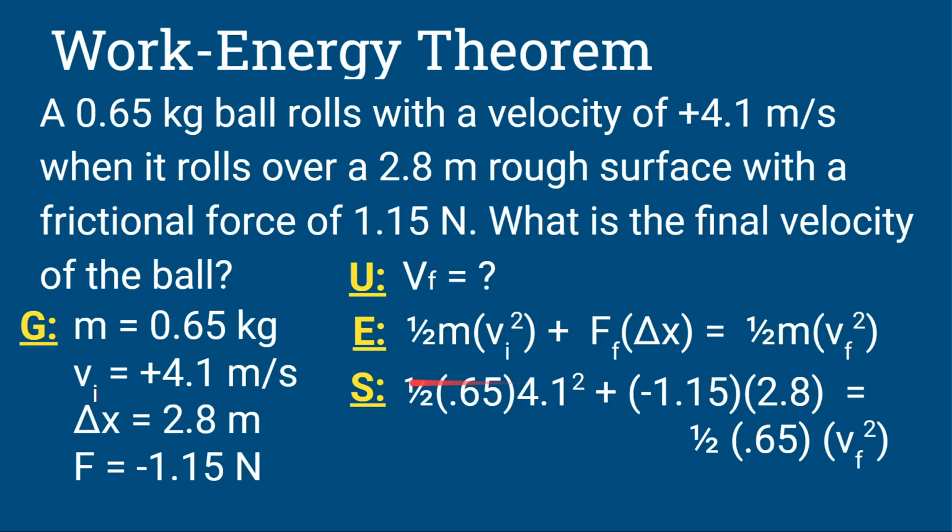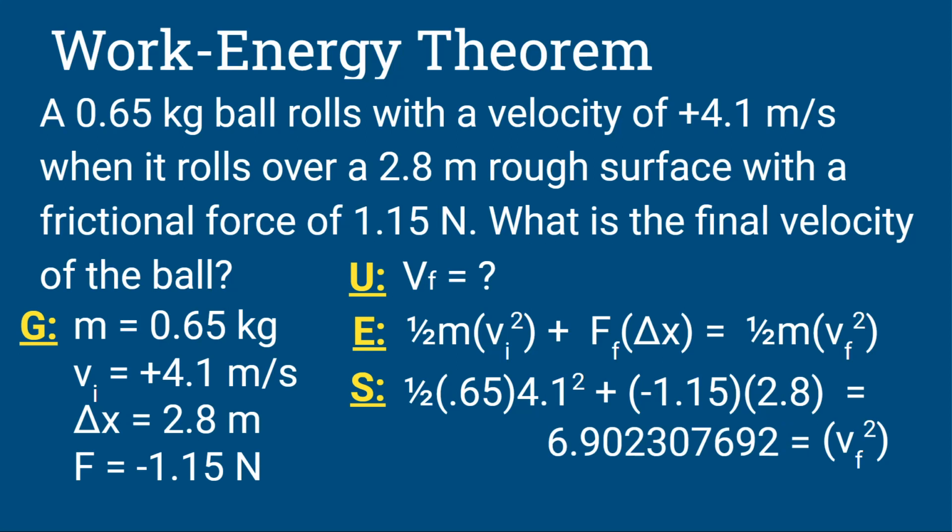So this whole left side of my equation, 1/2 times 0.65 times 4.1 squared plus negative 1.15 times 2.8, I'm going to go ahead and solve this side. The whole left side is actually equal to 2.24. Okay, so now I have 2.24 equals 1/2 times 0.65 times V squared. We need to move that half of 0.65 to the other side. So I'm going to divide both sides by 1/2, and I'm going to divide both sides by 0.65, and that's going to give me this.